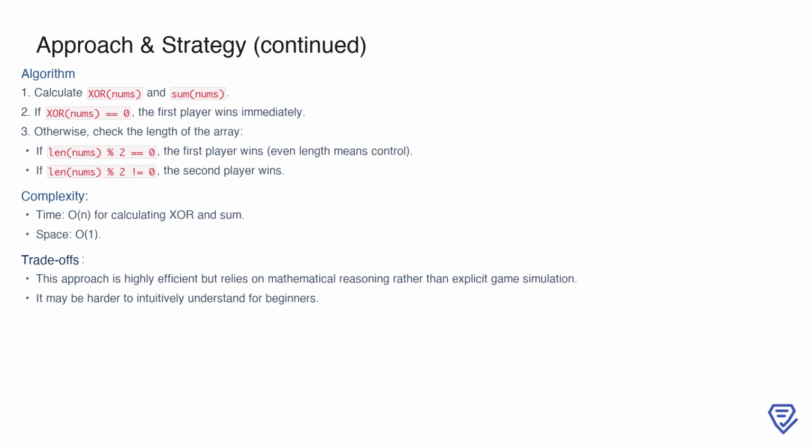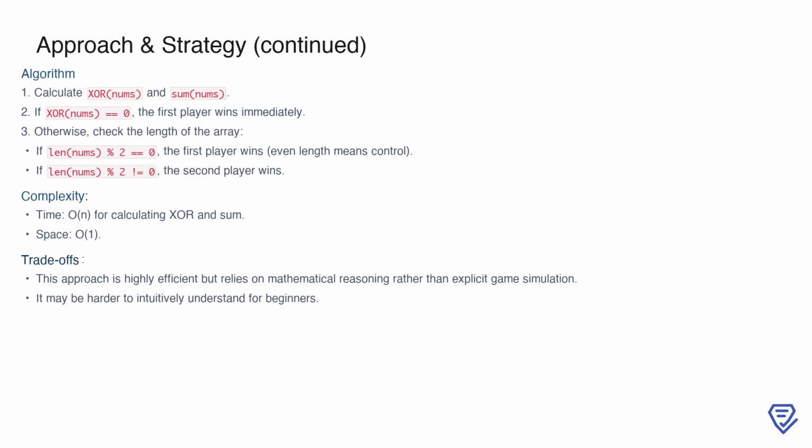With this mathematical insight in mind, we can outline a much more efficient algorithm. First, calculate the XOR of the array and the sum of its elements. If the XOR of the entire array is 0, the first player wins immediately because there's no way for the second player to force a change in the game state.